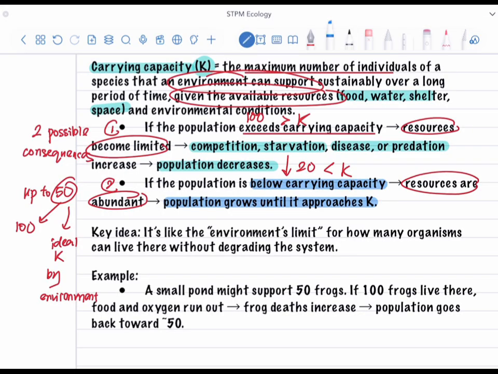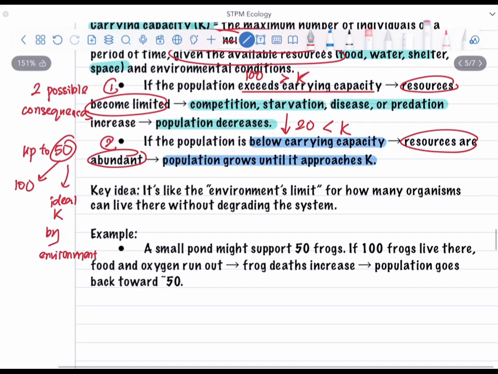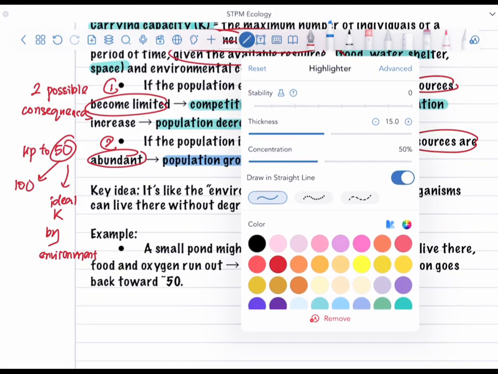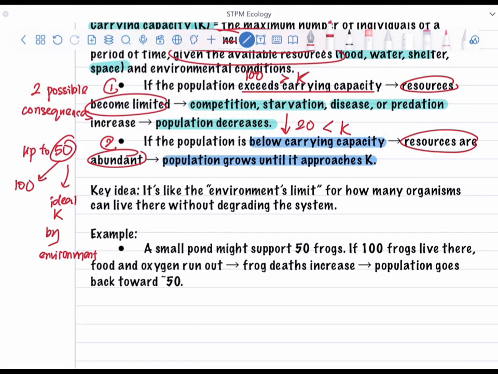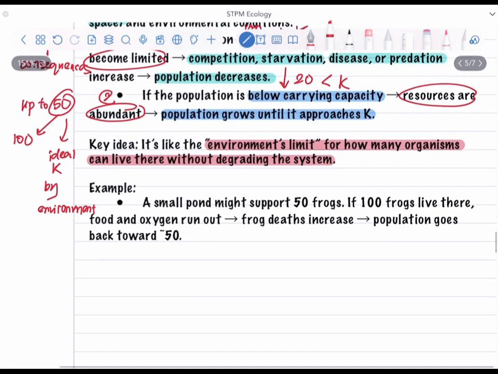And then after that, if it grows until it exceeds the carrying capacity, this will happen to get the population to still maintain within the carrying capacity. So you can understand it is kind of like the environment's limit for how many organisms can live there without degrading the system.